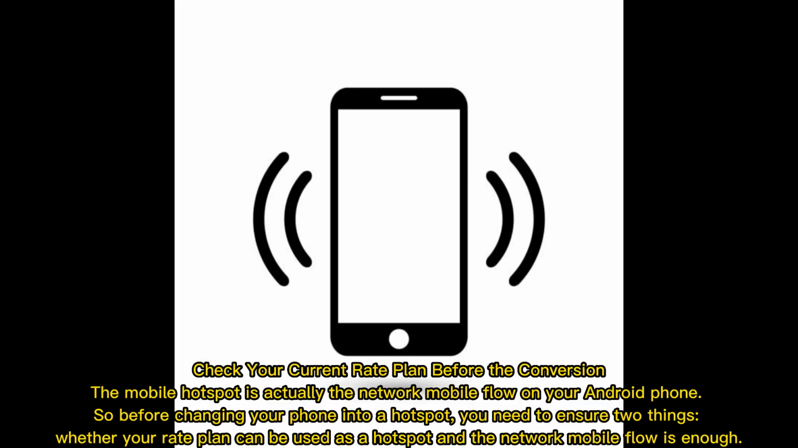Check your current rate plan before the conversion. The mobile hotspot is actually the mobile network data on your Android phone. So before changing your phone into a hotspot, you need to ensure two things: whether your rate plan can be used as a hotspot and the mobile data is enough.